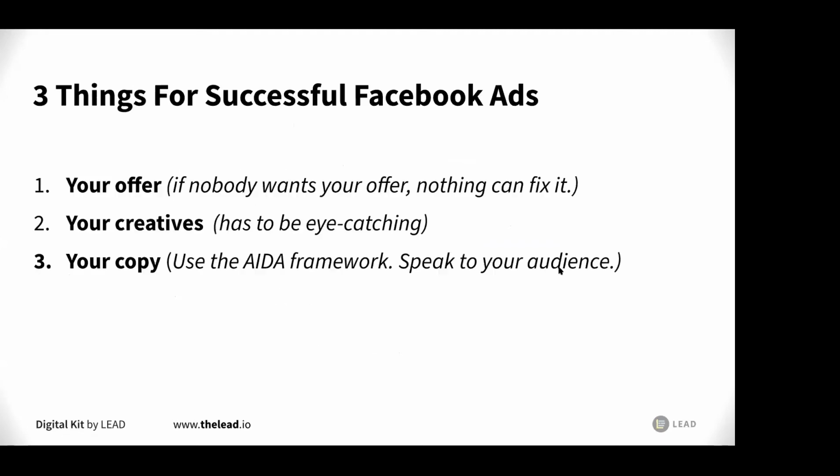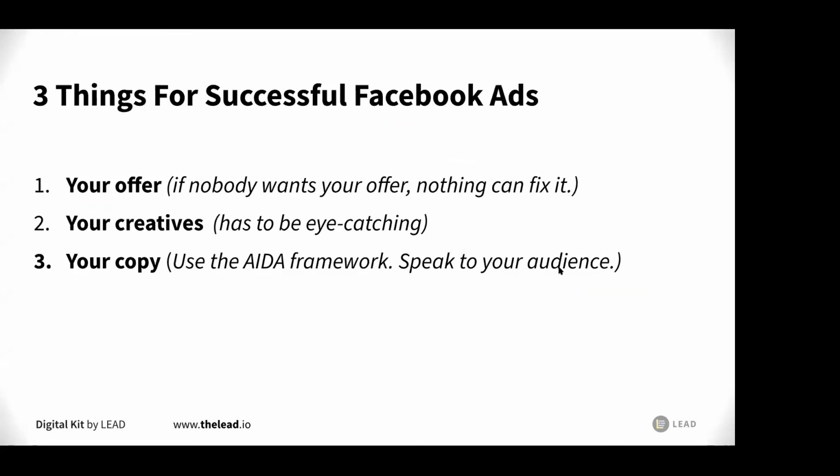So let's say 100. Okay, so anyway, there are three things for successful Facebook ads. A few more they're going to go through before we go into the practicals. All right, so three things for successful Facebook ads is your offer, your creatives, and your copy. Your offer means what you have to offer your users, right? Is it free stuff? Is it something that you're trying to sell? What's your offer? If your offer is bad, nothing can fix it. So the offer is the first thing you have to do.